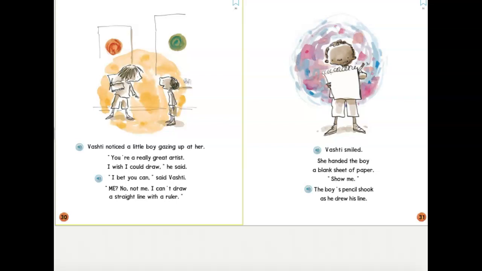How are Vashti and this little boy alike? Think of what the boy is saying. He says he wishes he could draw, and then says he can't draw a straight line with a ruler. Both Vashti and this little boy thought that they couldn't draw.